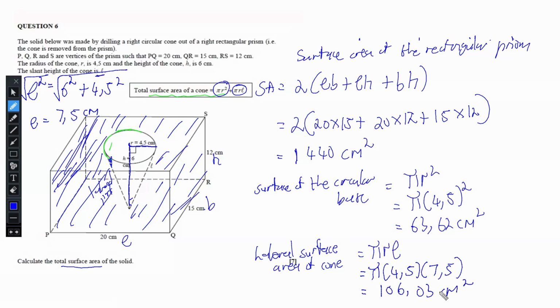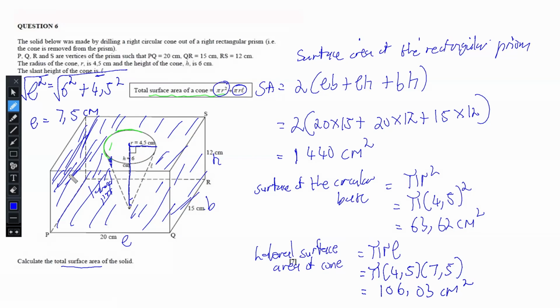Now this is the part. Now we've calculated the area for everything. The total surface area of the cone is made out of the surface of the circular base and the lateral surface area of the cone. So when you add those together, they form the total surface area of the cone. We have calculated the total surface area of the rectangular prism.